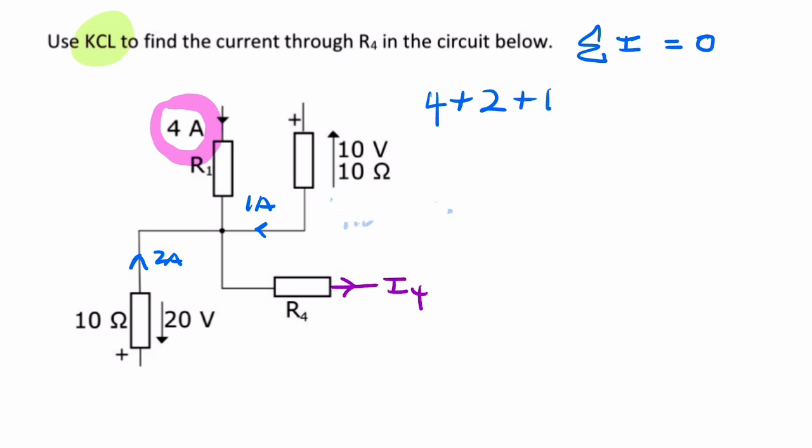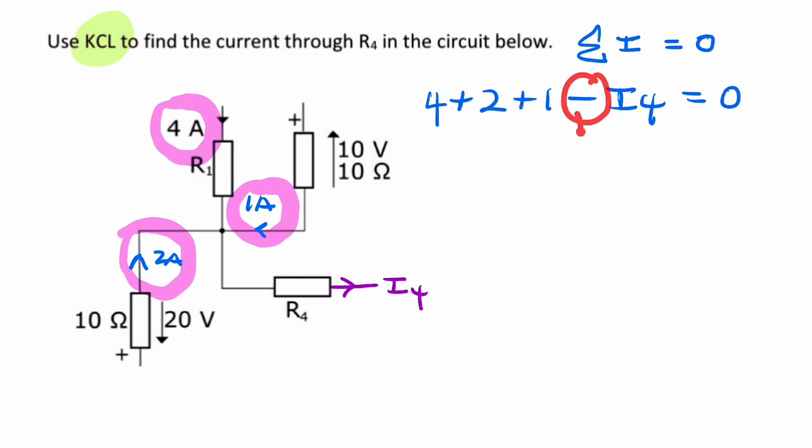So that's the 3 currents we know about. We've got 4 amps going in here, 2 amps coming in from here, and 1 amp coming from here. And they're asking for I4. So if we're going to write it properly, we should say 4 plus 2 plus 1 minus I4 equals 0. The reason I said minus is because I've assumed that it's leaving the junction rather than entering.